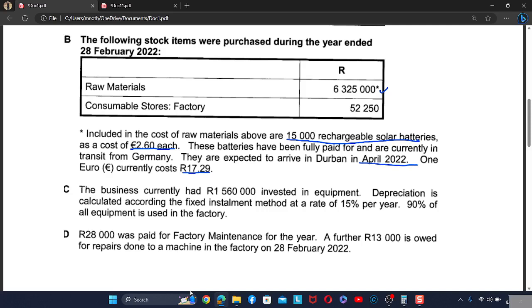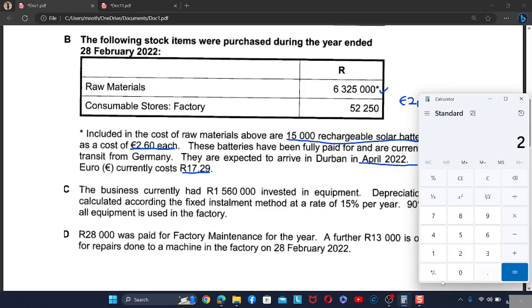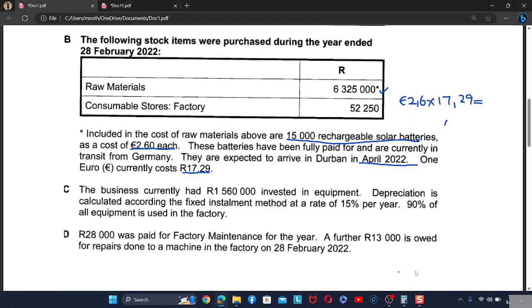So let's find out how much each rechargeable battery actually costs. We have 2,6 euros multiplied by 17,29. This means that each battery is costing 44 rand 954.